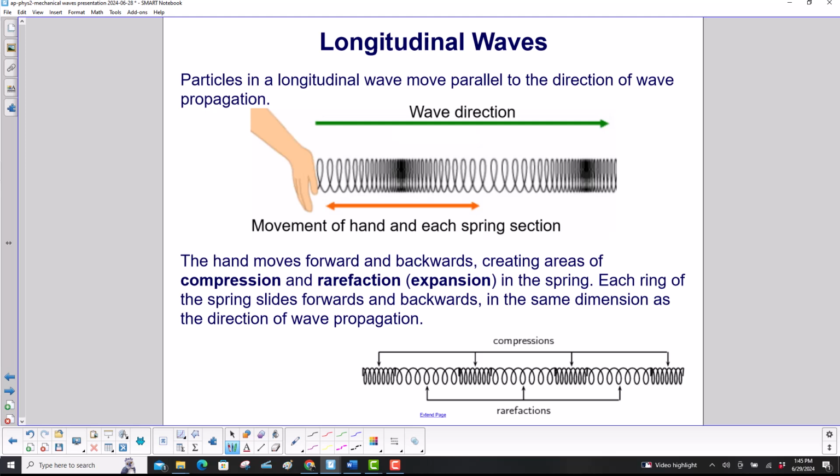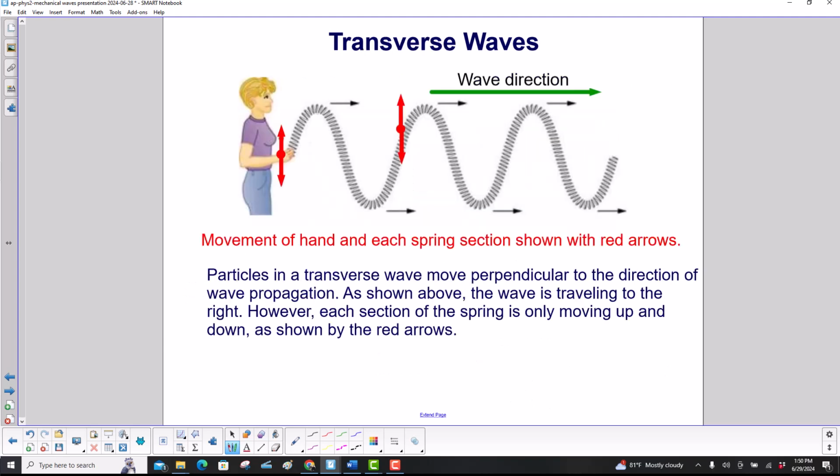Particles in a longitudinal wave move parallel to the direction of wave propagation. So the wave is moving this way, but the particles are just going forward and back. The hand is moving forward and backwards, creating areas of compression and rarefaction, also known as expansion in the spring. Each ring of the spring slides forward and backwards in the same dimension as the direction of wave propagation.